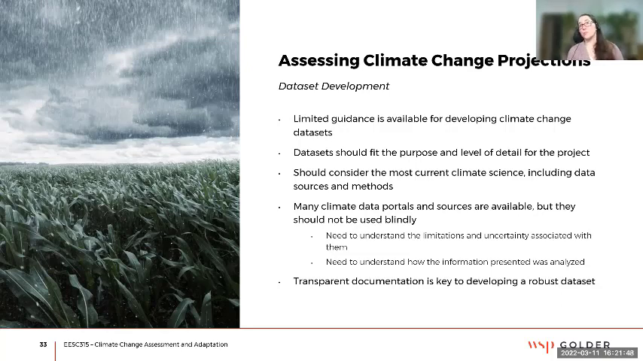You want to consider the most current climate science. So right now we have the 6th assessment report from IPCC. Whenever you can use that, that's great. You don't want to use the 4th assessment report that is now superseded, but not all climate portals are providing information for the 6th assessment report. So you may be able to rely on the 5th assessment report, but provide justification for why that's okay. So again, it's documenting and transparency.